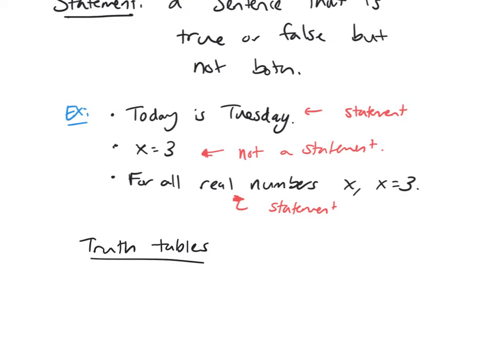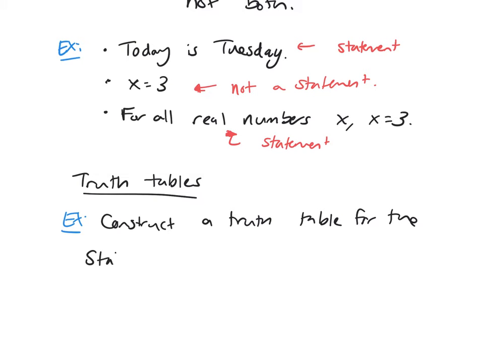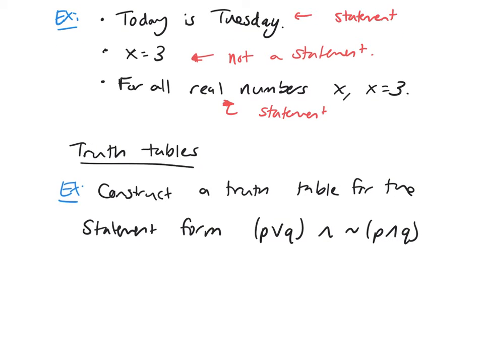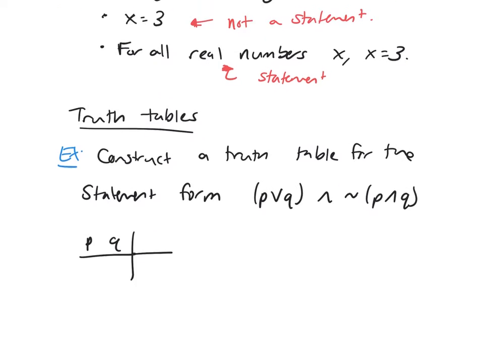We're going to look at some examples. Construct a truth table for the statement form P or Q and not P and Q. So here, remember, you look for how many statement variables you have. You have 2, you have P, and you have Q. So that means I have 2 statement variables, and that tells you how many rows you have in your truth table. So here we have 4 rows.